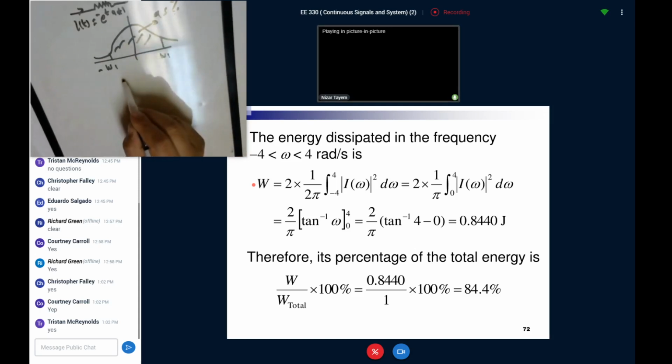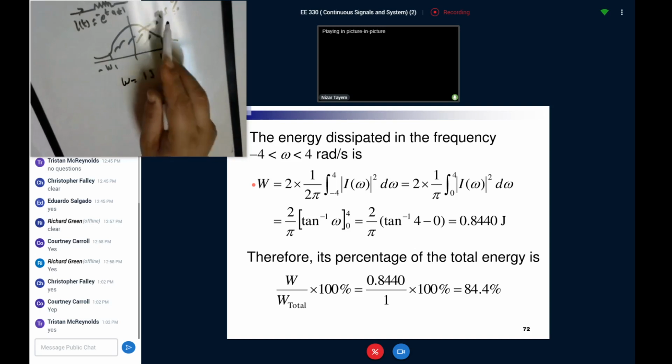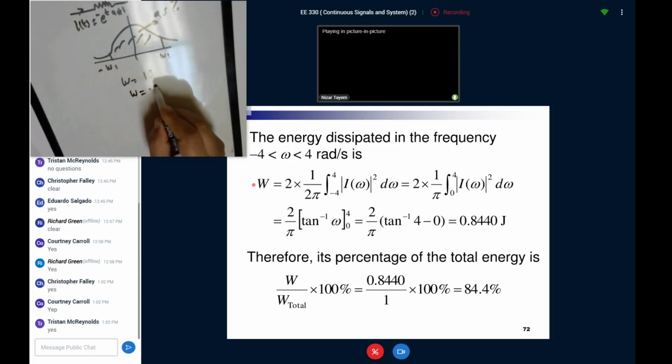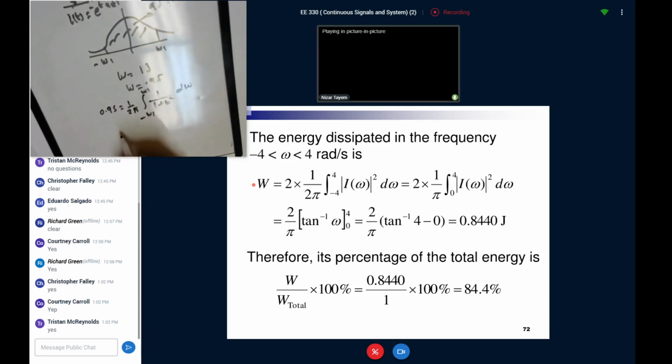So we know here that the energy W is equal to 1 joule, right? So for 95%, the energy within this band is equal to 0.95. So 0.95 is equal to 1 over 2 pi times the integral from minus omega-1 to omega-1 of 1 over 1 plus omega squared d omega. Again, we should multiply by 2 with the 2 ohm resistor, so the 2 and 2 cancel out. Since the function is symmetric here, we can do 2 over pi times the integral from 0 to omega-1 of 1 over 1 plus omega squared d omega.